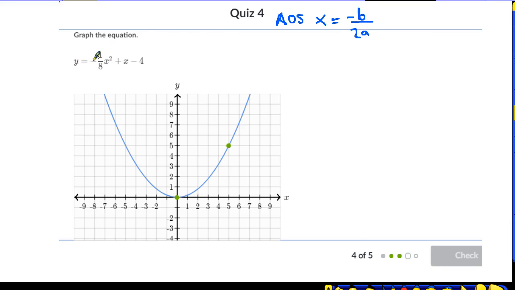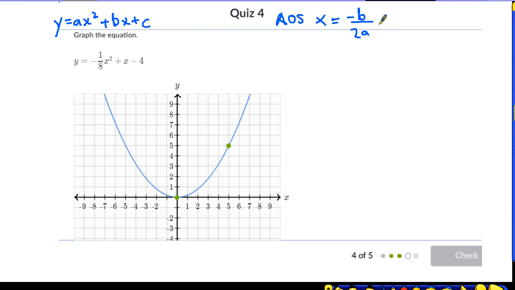Now we got to figure out what's a and what's b, and the way these equations work is y equals ax squared plus bx plus c. And so the number in front of the x squared is the a, and the number in front of the x is the b. And then we just got to plug them in here. Now the bummer is the number in front of the x squared is a fraction, but don't worry, I'm going to show you how to deal with that.